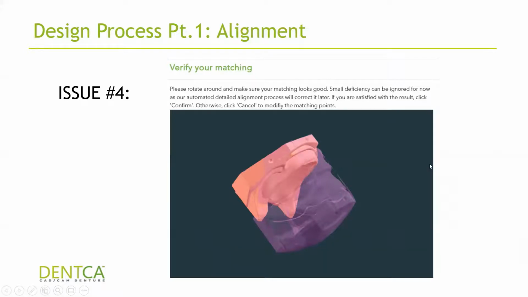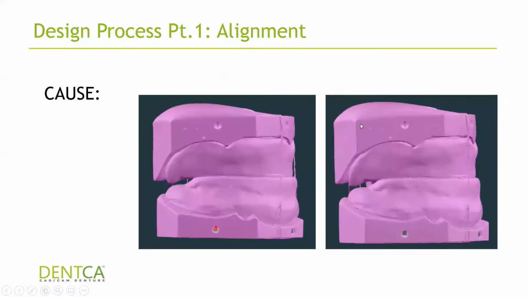Now, this is an issue that happens very commonly. When you go to your verify your matching section, you will see that there's only one of the arches in there and not both of the arches. Both arches should show as pink, and then your bite should show as purple. If this happened, it's very likely that you put both the upper and the lower dots on the same area. So make sure you have this oriented the right way. It usually happens with wax rims because they sort of look the same. So make sure you're putting the dots where they should.